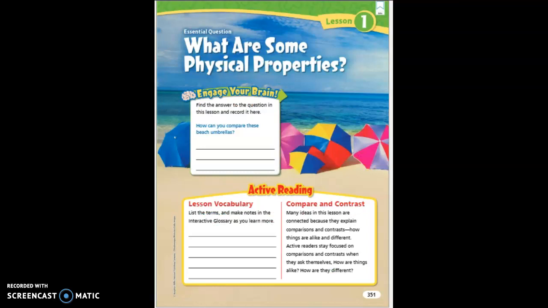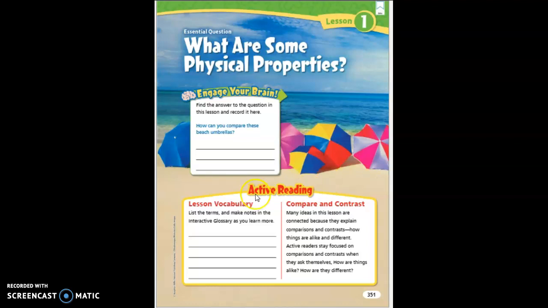Okay, turn your page to 351. It's going to be Lesson 1. The essential question, what are some physical properties? Engage your brain. Find the answer to the question in this lesson and record it here. How can you compare these beach umbrellas? So if you're looking at these beach umbrellas over here, what are some ways that I could compare these beach umbrellas?